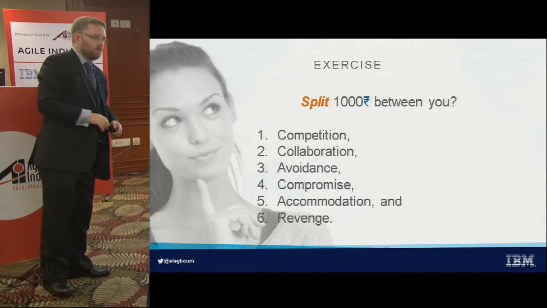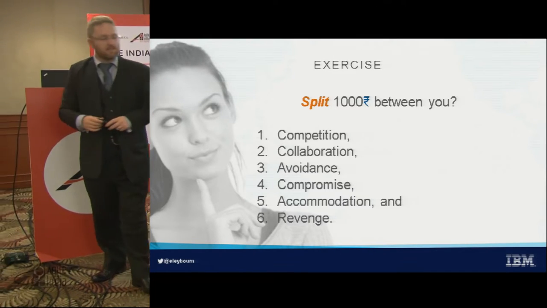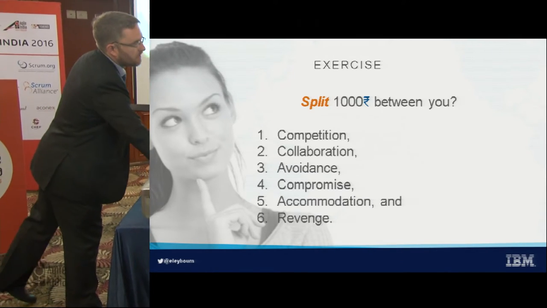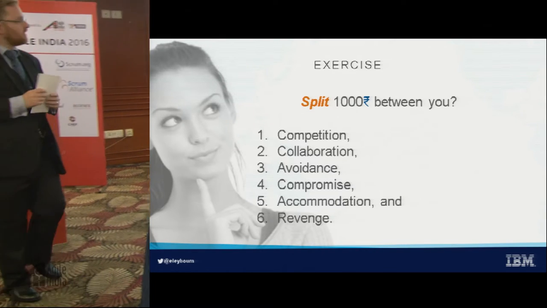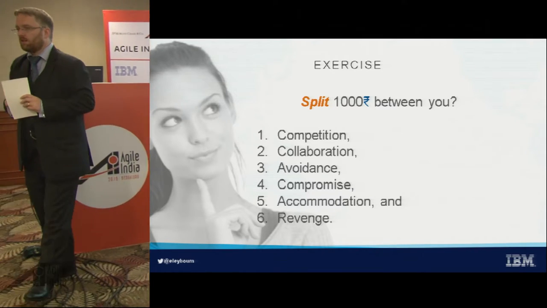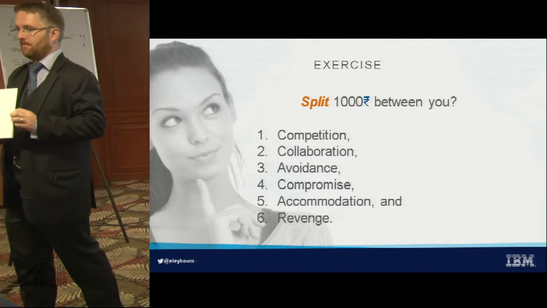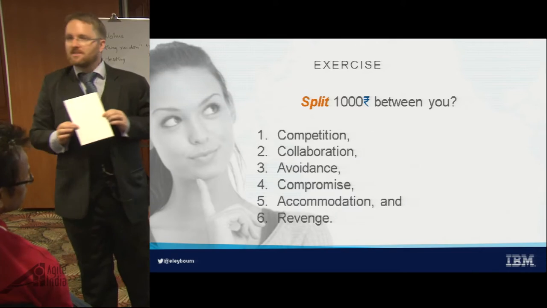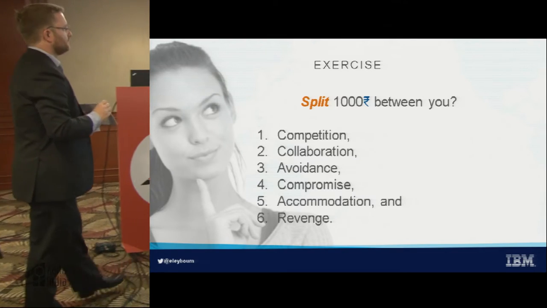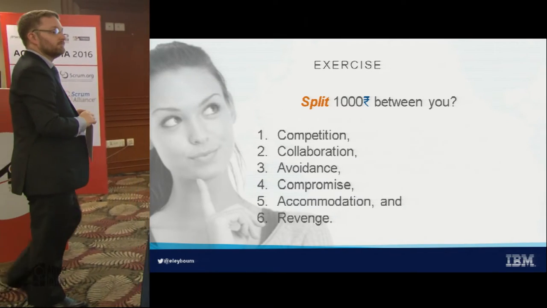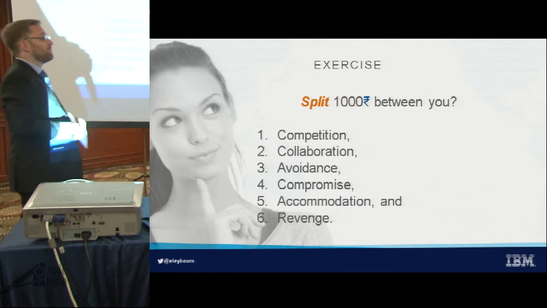Pick a number, 1 to 6. Write it down on a piece of paper. Hidden, secret. That's you. That's how you're going to negotiate. Make sure no one sees it. No, definitely not your pair, because you're about to negotiate with them.